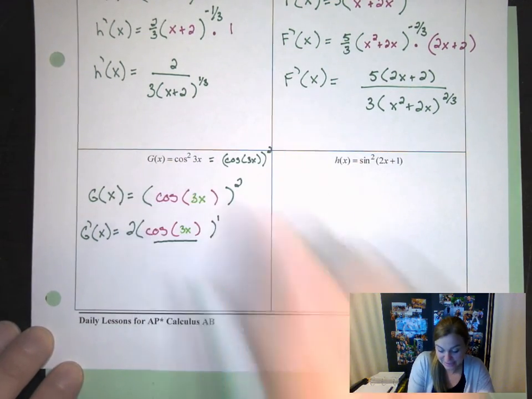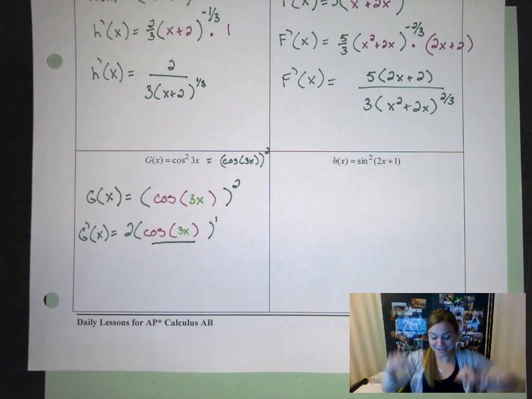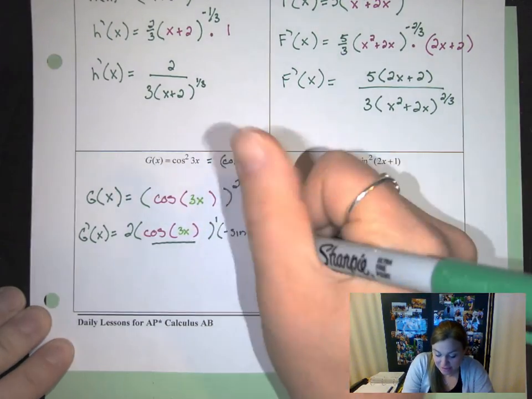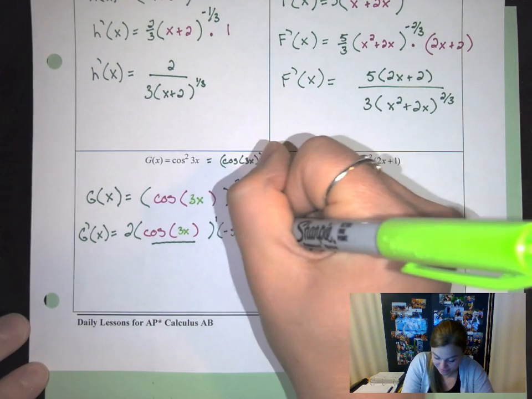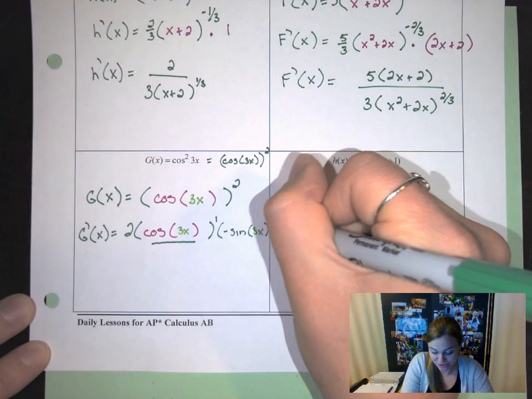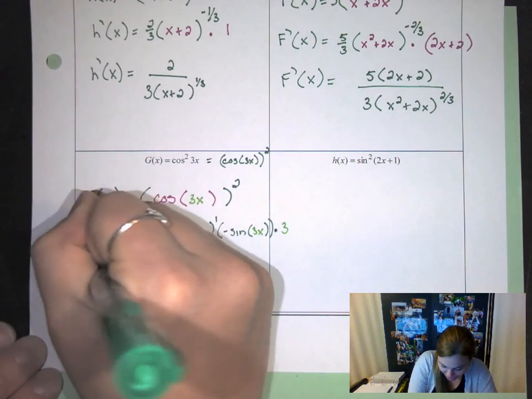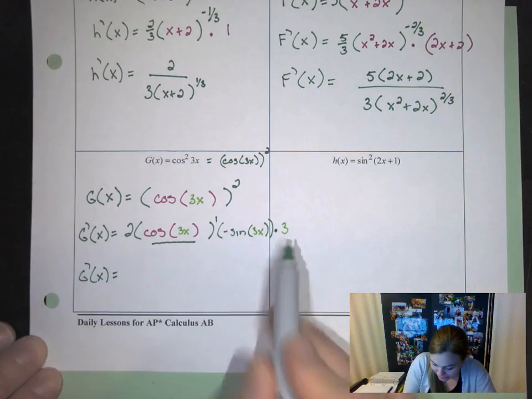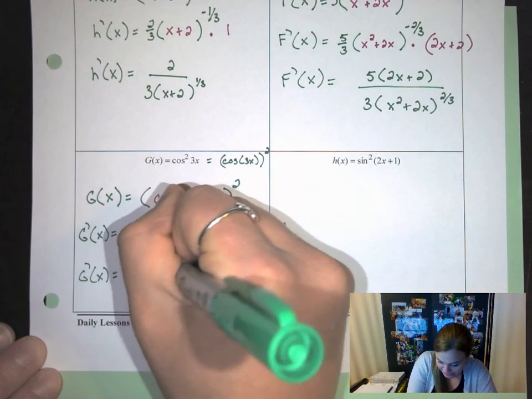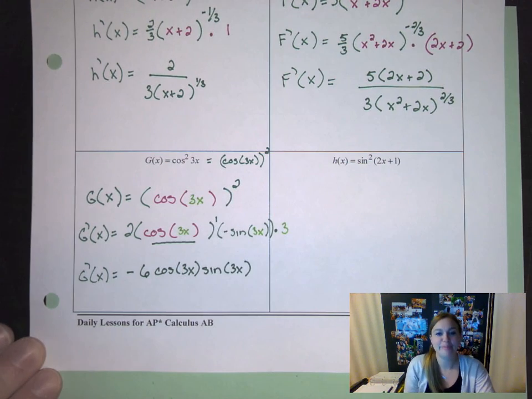Now the derivative of the inside is this cosine of 3x, which you get to do the chain rule on again. The derivative of cosine is negative sine. Leave the inside alone, times the derivative of the inside, which is the derivative of 3x, which is 3. And I'm just simplifying ever so slightly. This 2 times 3, and then I've got a negative in here, would be negative 6 cosine of 3x sine of 3x. Beautiful.